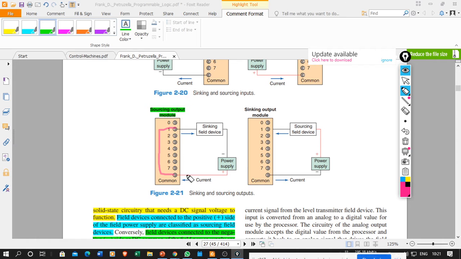So here my current is supplied by the module, and the field devices will consume the current, so it is called as the sinking type devices. So in that case we need to use the sinking type module.